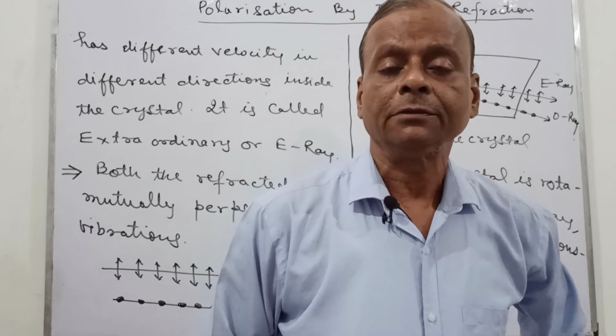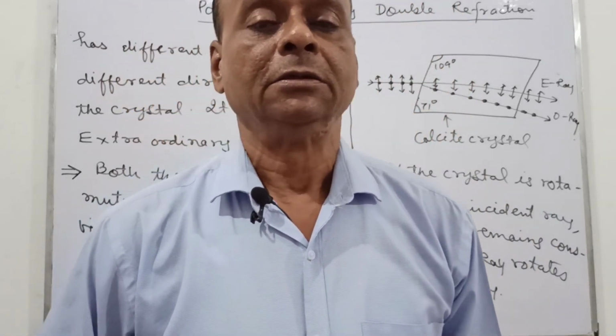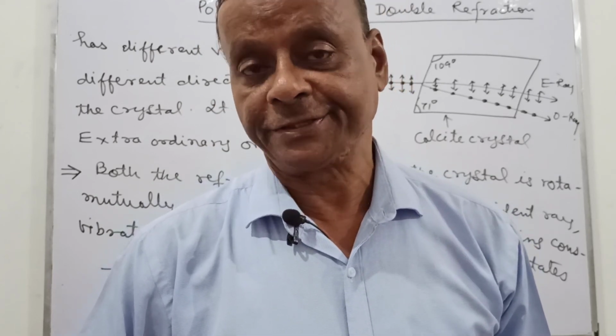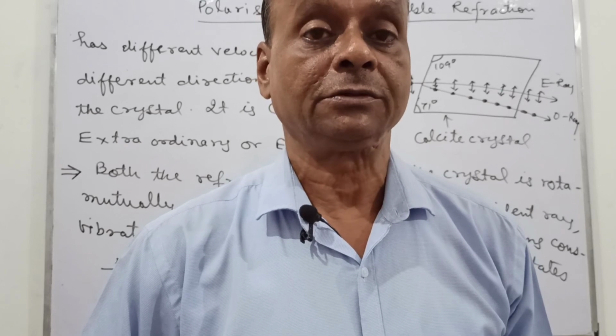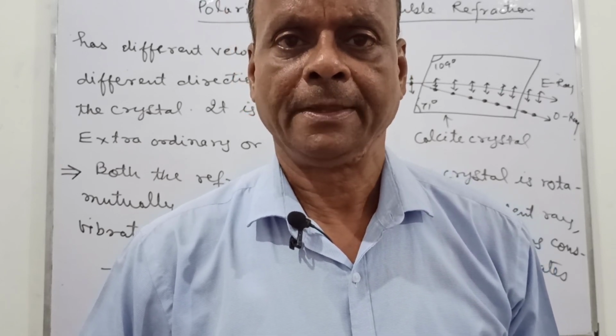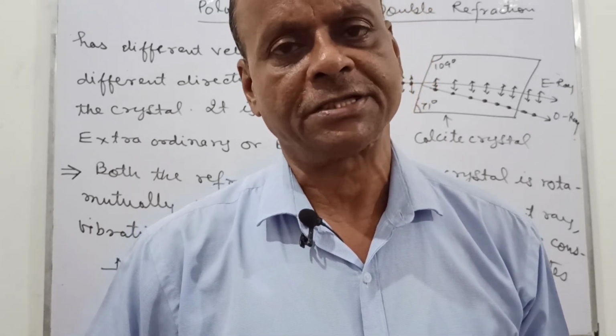So in this way, we can obtain plane polarized light by double refraction. So this is all about the polarization by double refraction. This is one of the techniques to obtain plane polarized light.